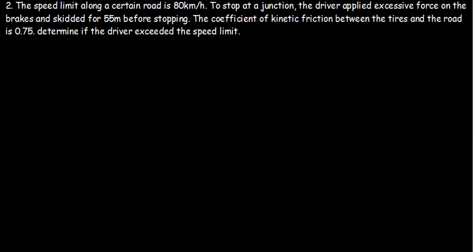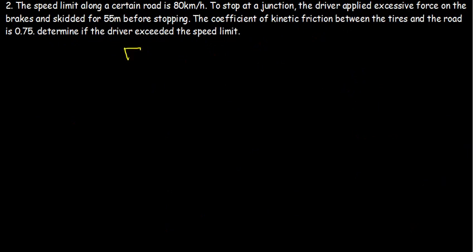And the next one: the speed limit along a certain road is 80 kilometers per hour. To stop at a junction, the driver applied excessive force on the brakes and skidded for 55 meters before stopping. The coefficient of kinetic friction between the tires and the road is 0.75. We want to determine if the driver exceeded the speed limit.